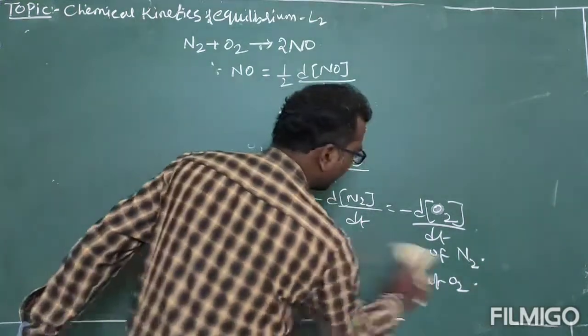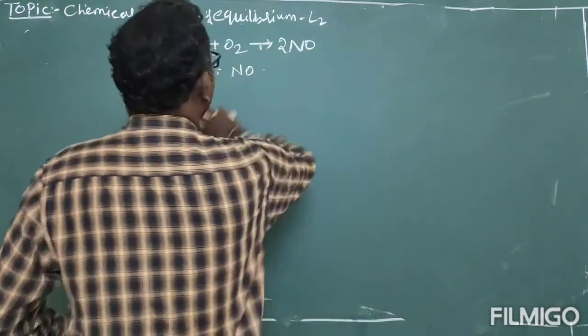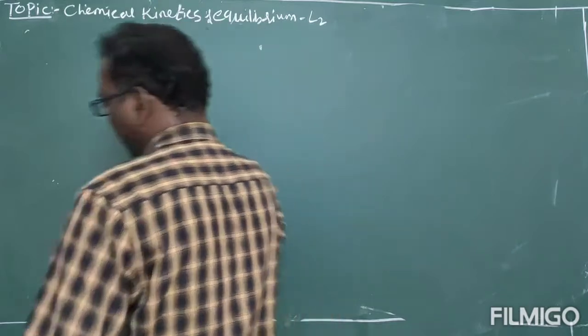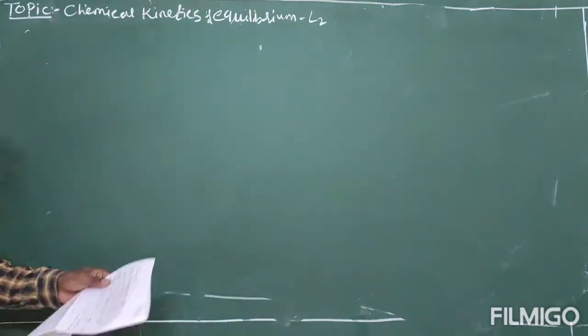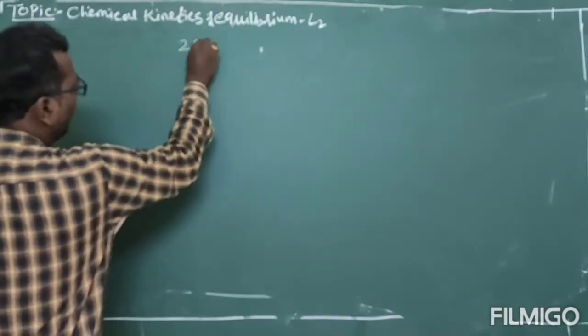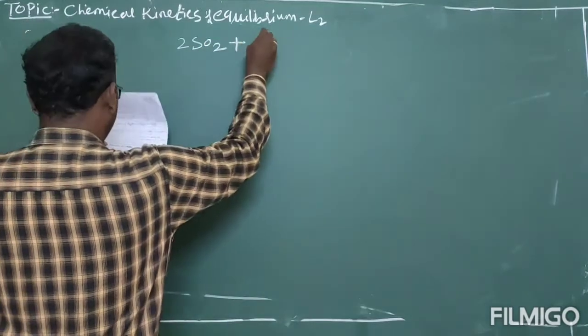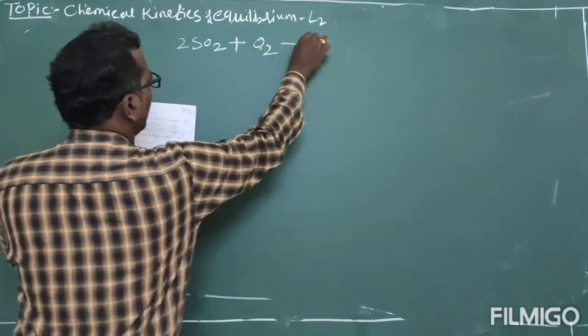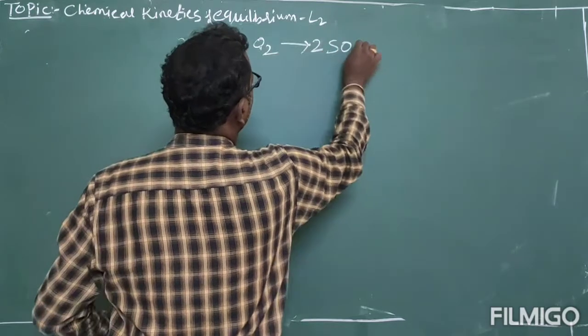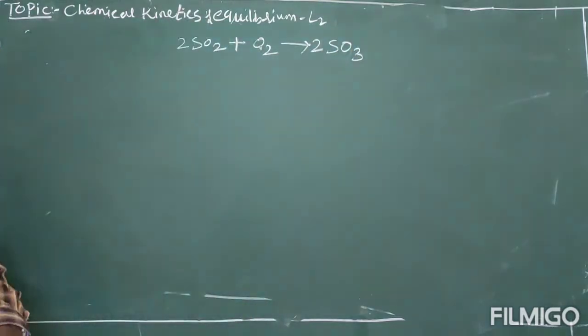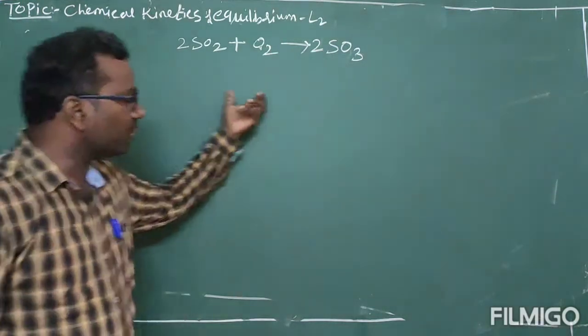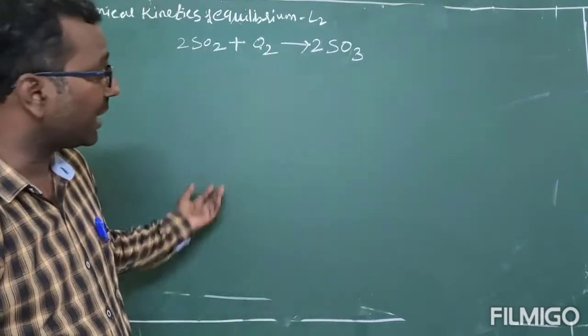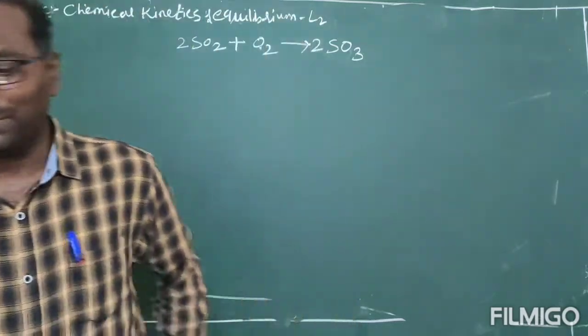So one more equation I will try. Make sure of writing here. You write the same; you analyze the things and write for this: 2SO2 plus O2 gives rise to 2SO3. First you check whether it is balanced or not. If it is balanced, then you write what is the relation between rate of formation and rate of disappearance.